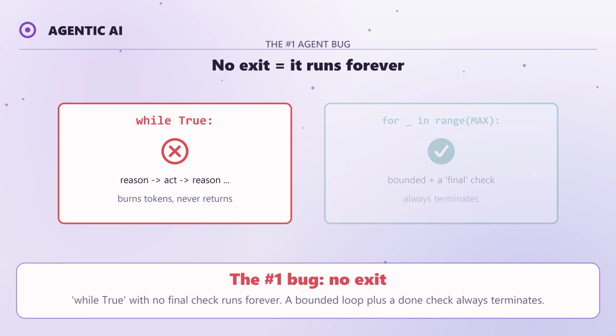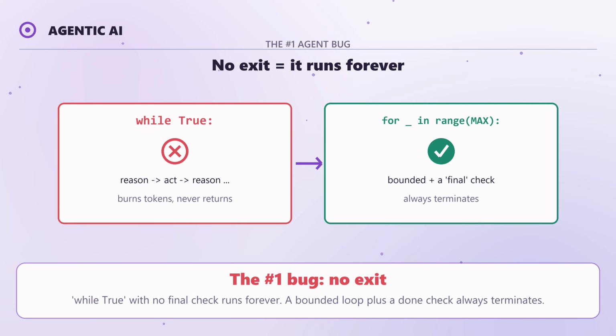Because here's the single most common bug in agent code. No exit. Right, while true with no final check, and the agent loops forever. Reason, act, burning tokens and never returning an answer. The fix is tiny and non-negotiable. Bound the loop with a step budget and give the model a clean way to say final. Bounded loop plus a done check always terminates. We'll harden this even further in modules 7 and 8.